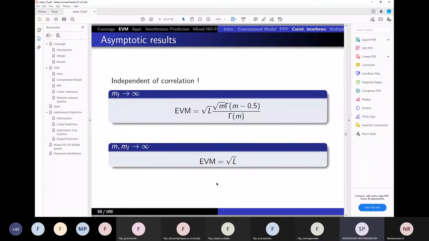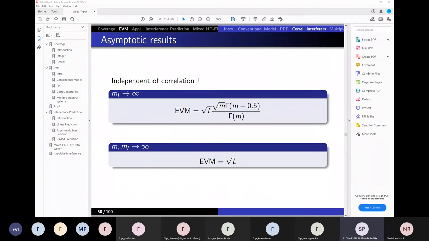Slide number 51. The x-axis is the correlation here. The y-axis is the error vector magnitude. The different plots are for number of interferers L equal to 2 and L equal to 5. What we'll see is that with an increase in the number of interferers, the impact of correlation increases. Compare the L equal to 5 red line with the blue line with boxes, L equal to 2, M equal to 1, MI equal to 1. The blue line almost seems like a straight line, whereas the red line has a very nice slope. So with an increase in L, the impact of correlation is more profound.